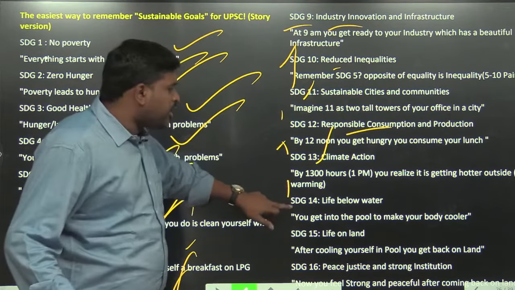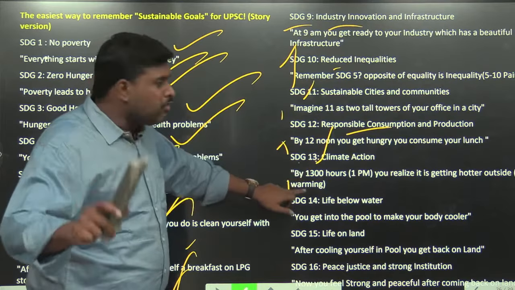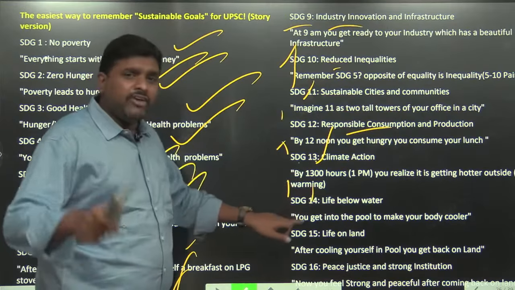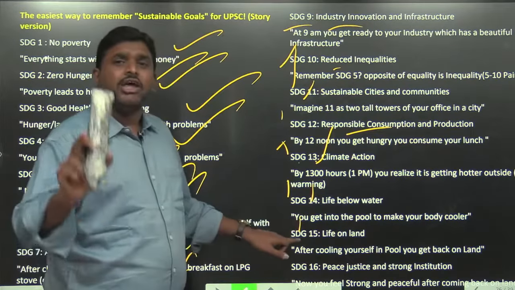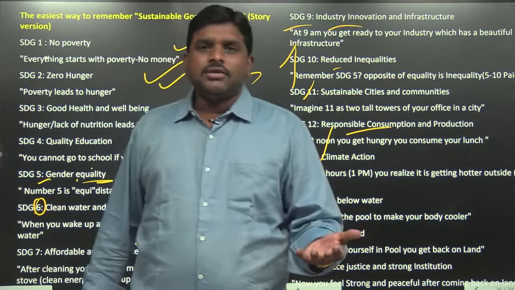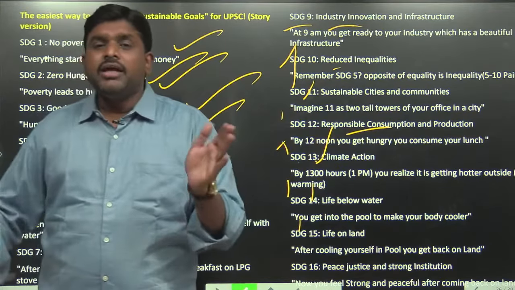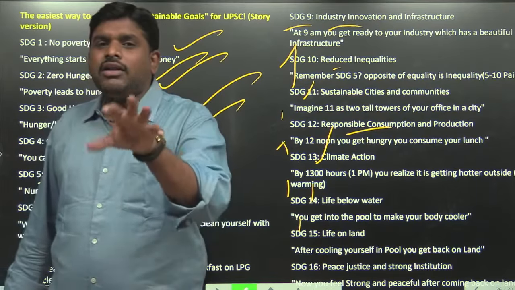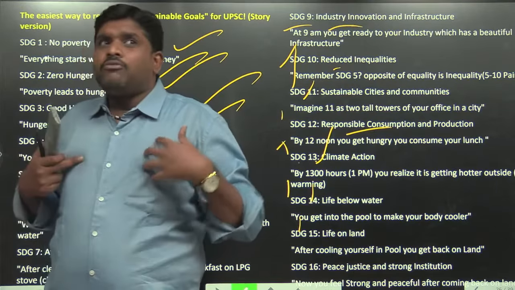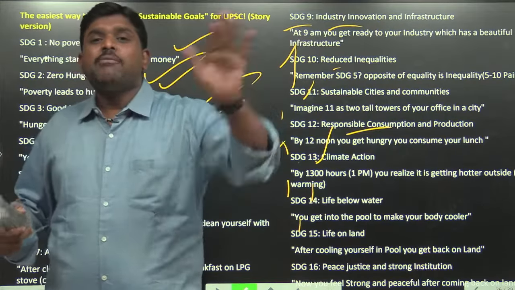So 2 o'clock, what did I do? 13, 14. 13 means 1 o'clock, 14 means 2 o'clock. Life below water. So I went into a swimming pool. Next 15, 3 o'clock, I came out. Then I saw life on land. 3 o'clock, I did swimming for 1 hour, and at 3 o'clock I came onto the land, life on land. So at 1 o'clock I was very hot, at 2 o'clock I went to the swimming pool, at 3 o'clock I came onto the land.